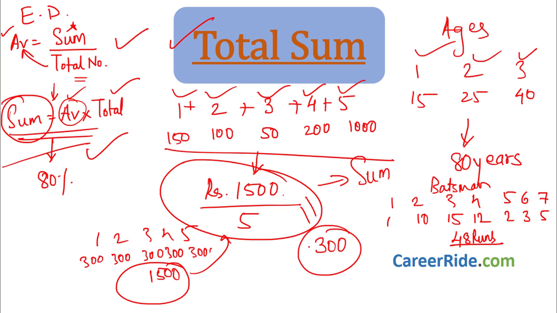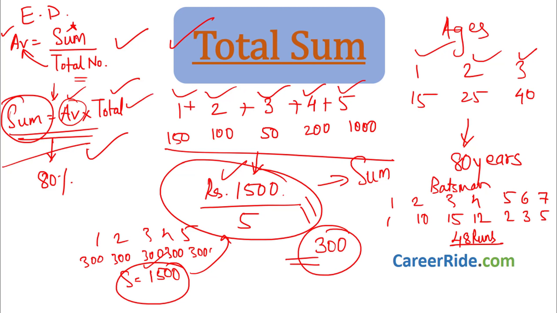See, so if it is the average amount of money, equitably distributed, 1, 2, 3, 4, 5, each one getting the average amount of money, 300, 300, 300, we get the proper sum, right? This is same as this, this is same as this, right? So you need to remember that whenever you want to find the total sum, you just have to take the average and multiply it with the total number of members.